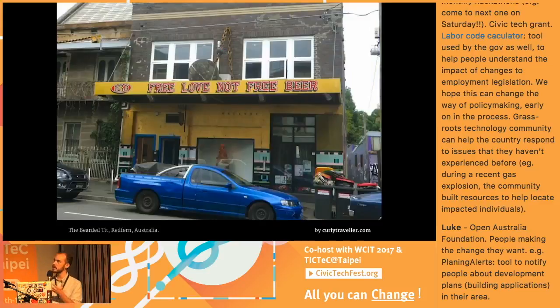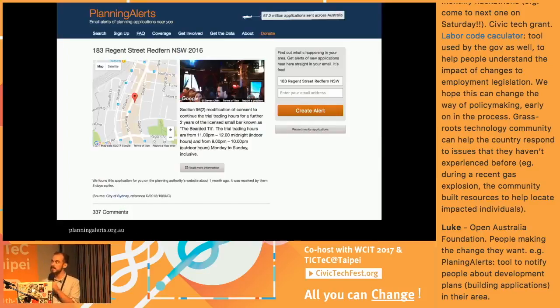I'm just going to talk very quickly about this other example of where a community that already exists and already has a strong network gets together and uses a civic tech tool. So in this case, it's the LGBTIQ community in Sydney, who are a really vibrant, fantastic, powerful community. And this is this fantastic pub called the Bearded Tit, or the Bearded Titan, which is actually just near where I work. So they had a development application to extend the hours of their trading so they could be open till midnight, which is quite a controversial thing in Sydney.